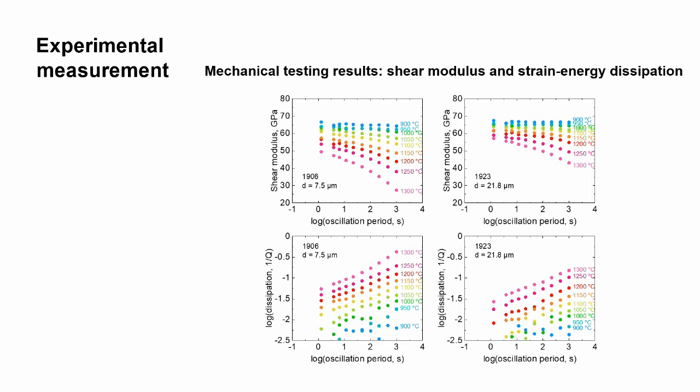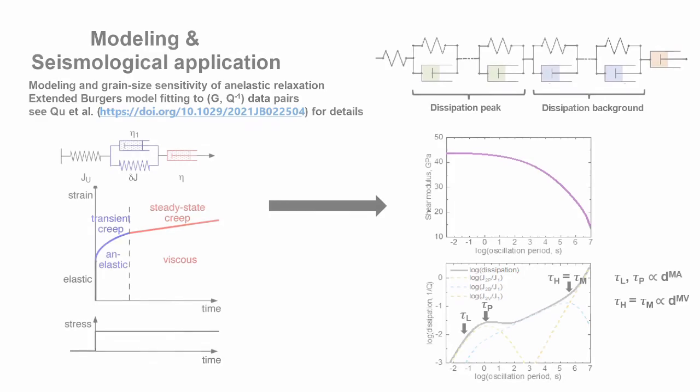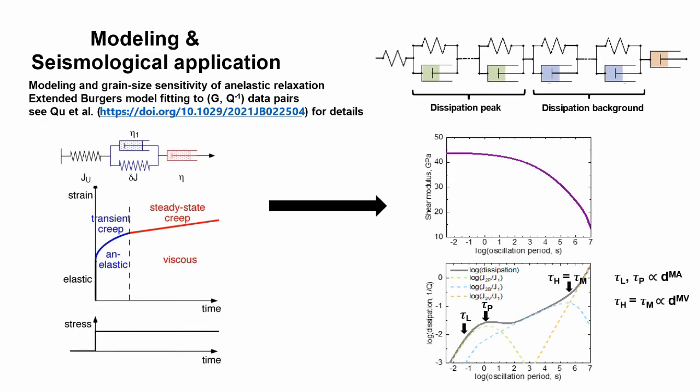The sample with smaller grain size is apparently more dissipative, and its modulus is more strongly temperature and period dependent. So we are observing the results of grain size sensitive anelastic relaxation. The next step is to quantify such sensitivity. For the two datasets we have so far, we use a Burgers model with a suitable distribution of relaxation times to fit the shear modulus and dissipation data pairs.